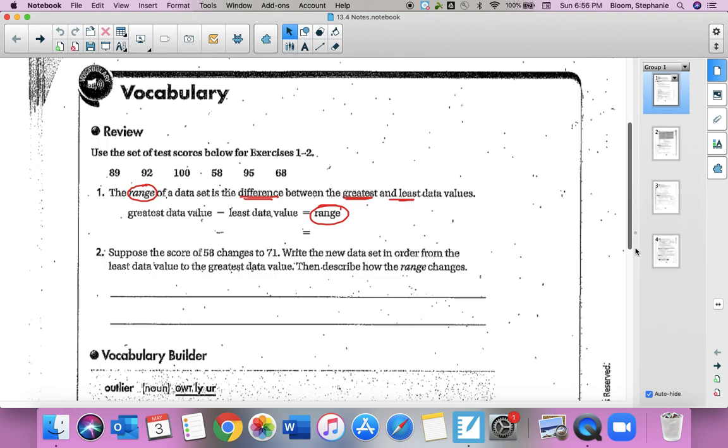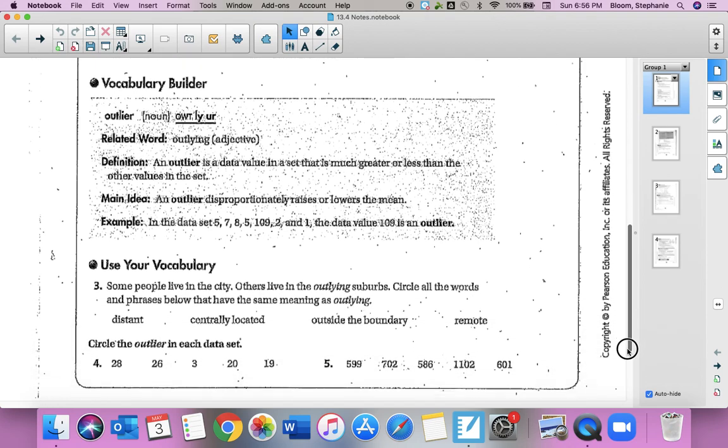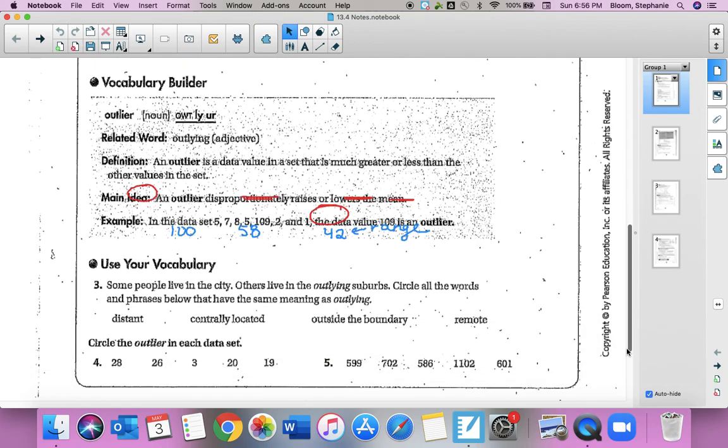So in this case, if you look at these data values that are listed, my greatest value is 100. My smallest value is 58. So we would say the range is 42. So it's just subtracting the smallest from the largest, okay? We're going to skip that next example and go down here to another vocab word.